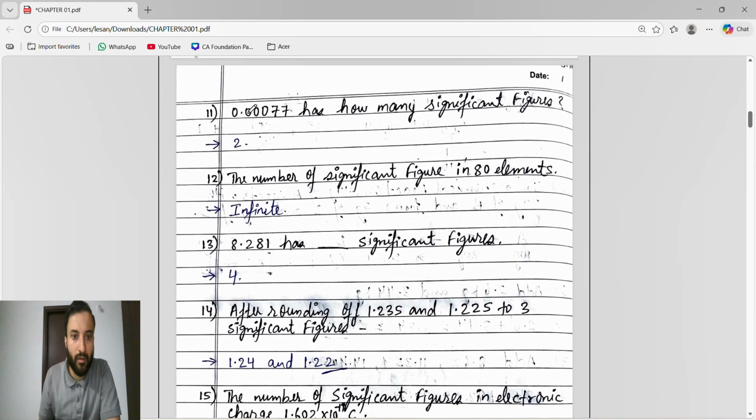Next, 0.00077 has how many significant figure? Guys, already we know this. If we are taking in a decimal form or if we are not taking in a decimal form, any zero which is left side of the non-zero digit, it is not significant. So only we have a 2 significant figure.